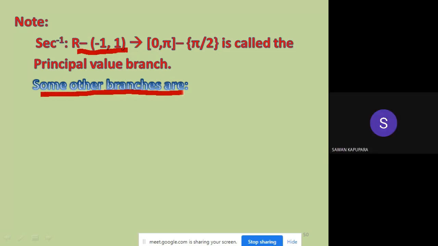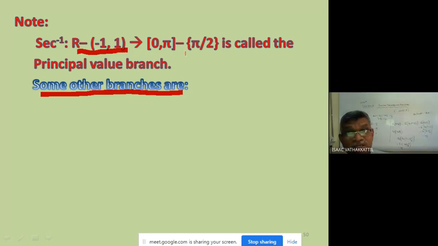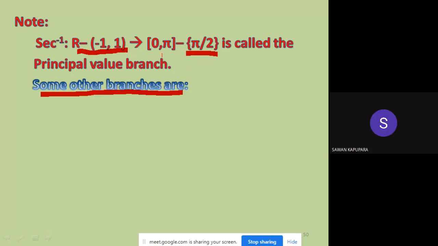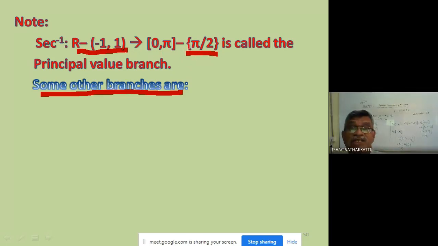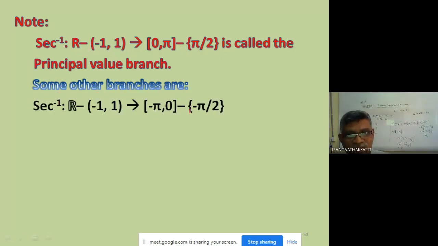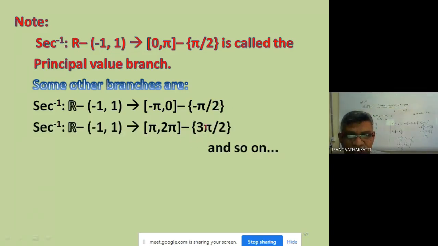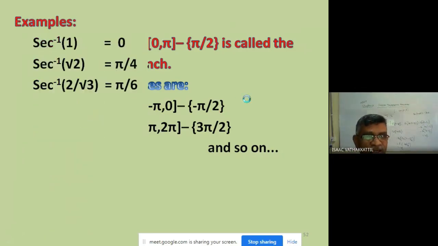Minus pi to 0, but something to be excluded: minus pi by 2. Minus pi to 0, remove minus pi by 2. That is [minus pi, 0] minus {minus pi by 2}. Or [pi, 2 pi] minus {3 pi by 2}. And so on. You can have various other branches.